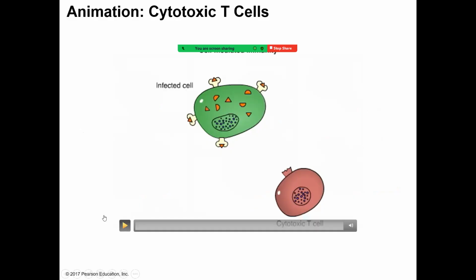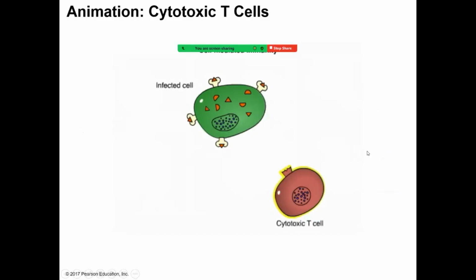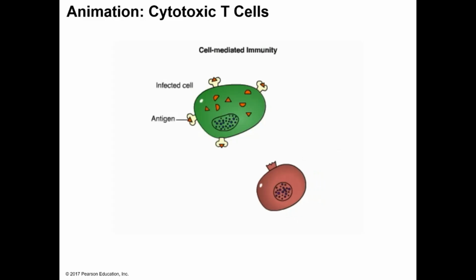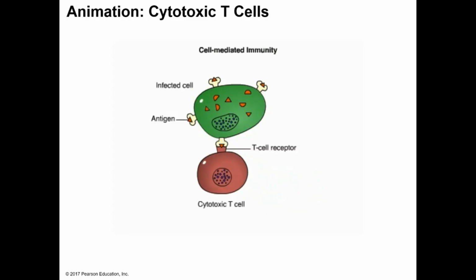Watch this. Now let's look in more detail at cell-mediated immunity. Cytotoxic T cells are the main warriors of cell-mediated immunity, which attacks body cells that have been altered by infection or cancer, or transplanted cells that are foreign to the body. An infected, cancerous, or transplanted cell displays foreign antigens on its surface. T cell receptors on specific cytotoxic T cells recognize and bind to specific antigens on cells.